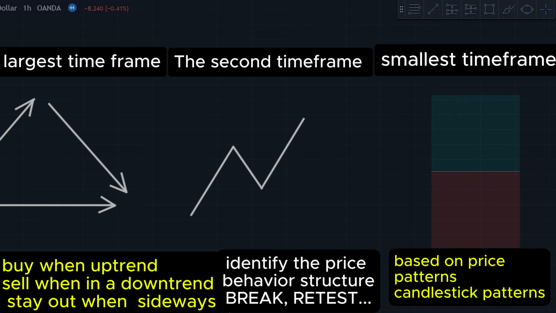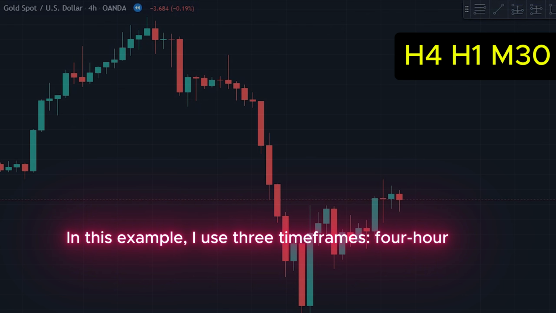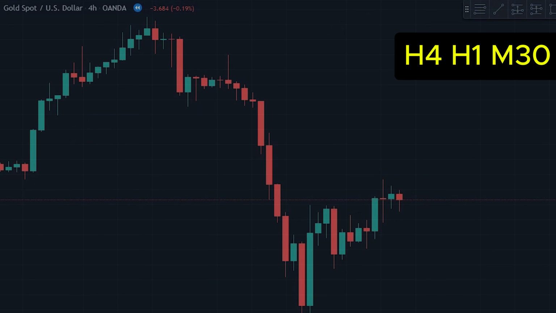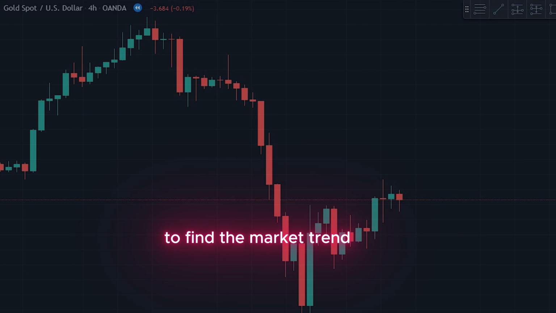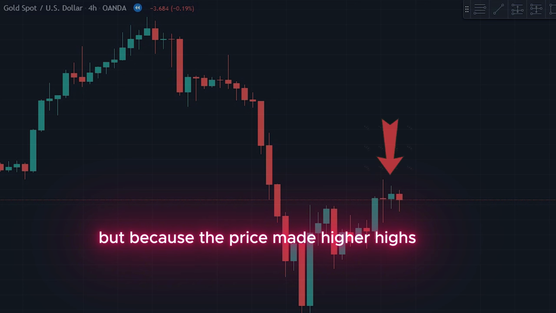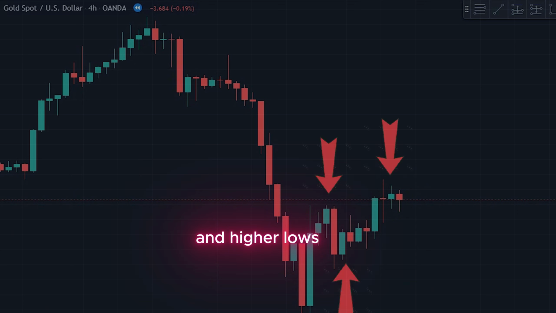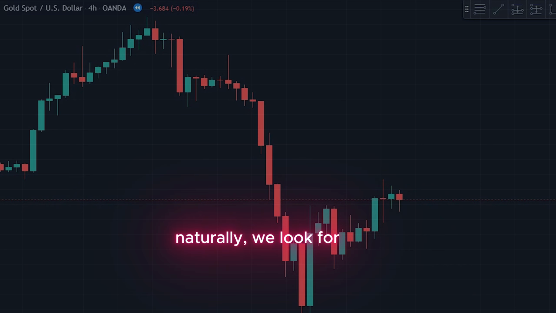Now let's move to practice. In this example, I use 3 time frames, 4-hour, 1-hour, and 30-minute. First, I go to the largest time frame, which is the 4-hour, to find the market trend. The current market trend is an uptrend. Not because I drew a trend line, but because the price made higher highs and higher lows. That's why I identify this as an uptrend. In an uptrend, naturally, we look for a buy order in this case.